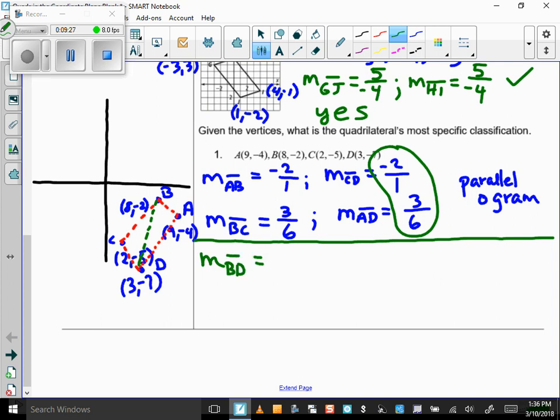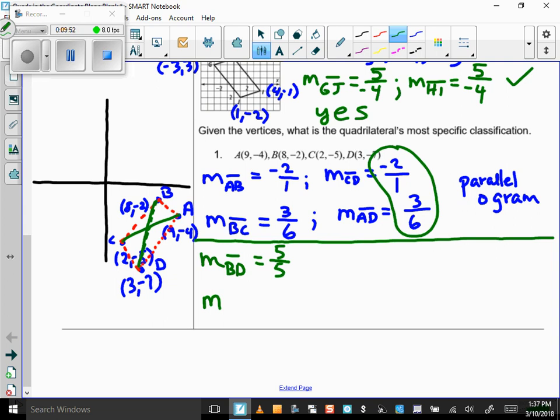The slope of BD. Okay, we got -2 plus 7, so 5, and 8 minus 3 is 5. So the slope of BD is 1. Let's find the slope of AC. Here's the other diagonal, AC. And right, if those are perpendicular, then I've got a square or a rhombus.